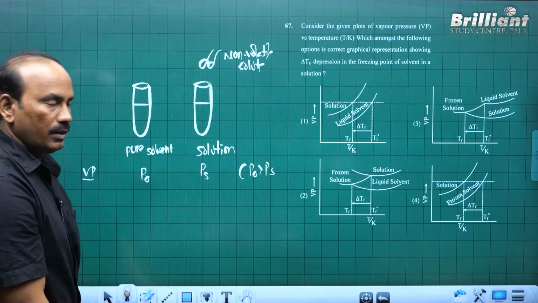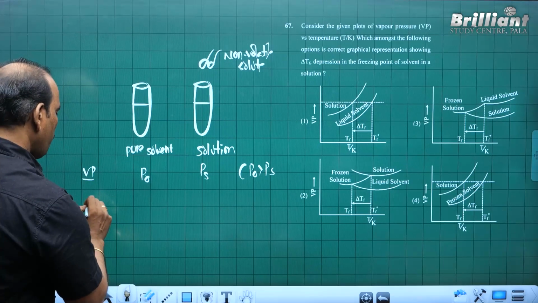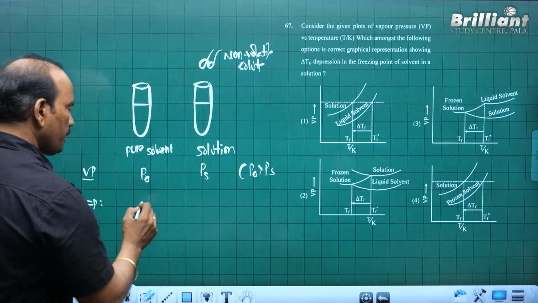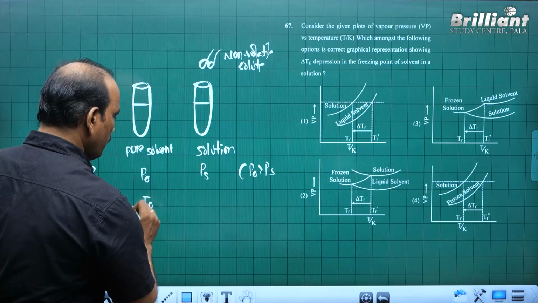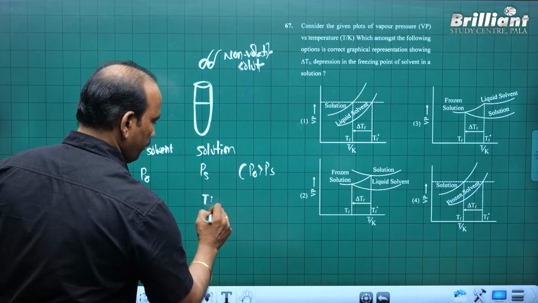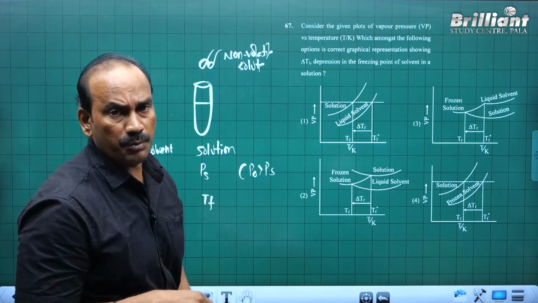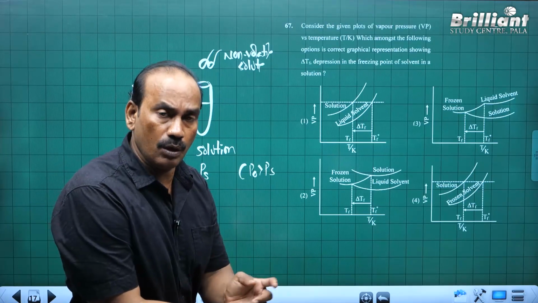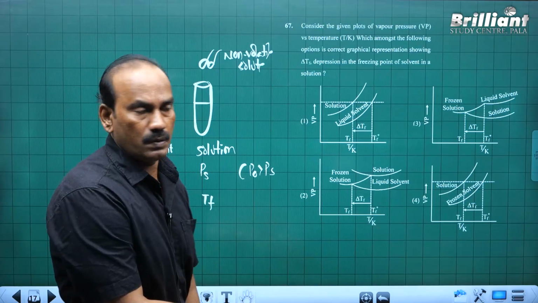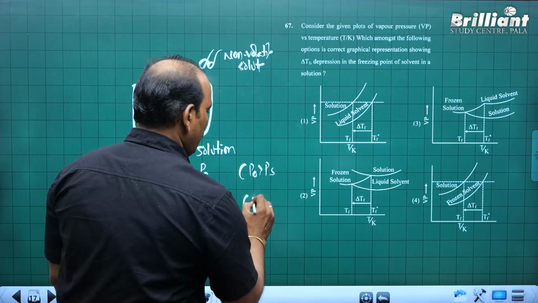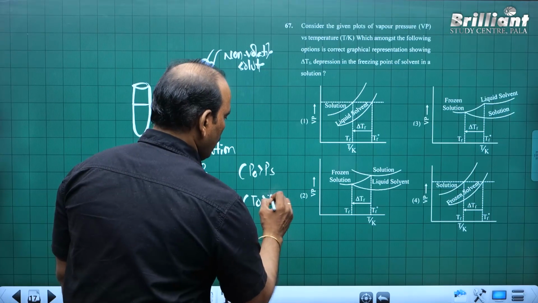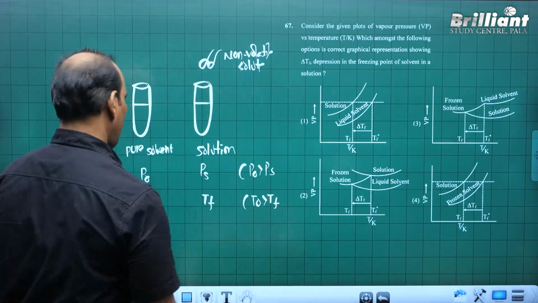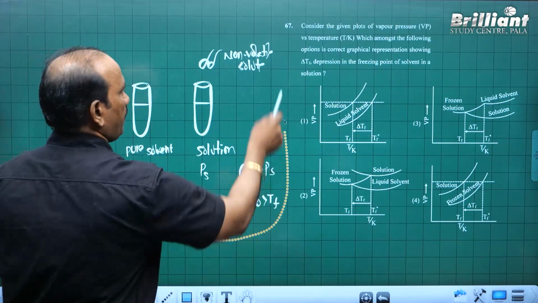Clear? Next one, freezing point. Here T0, this is TF. Depression in freezing point: due to adding of non-volatile solute to the solvent, its freezing point decreases. That's why T0 is greater than TF. Okay?